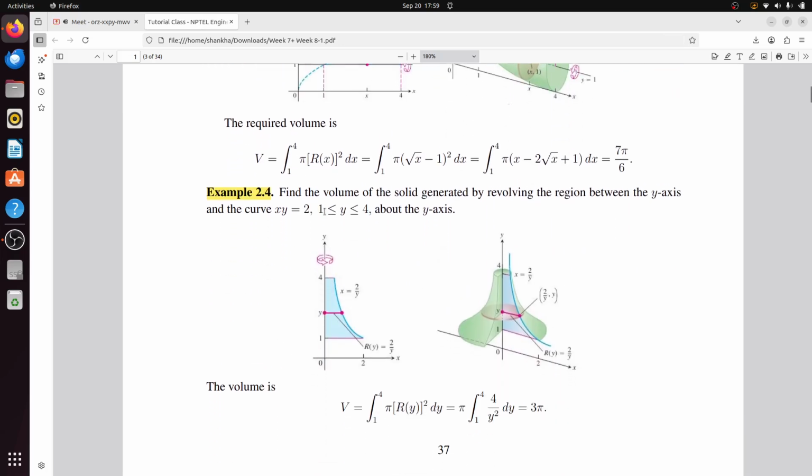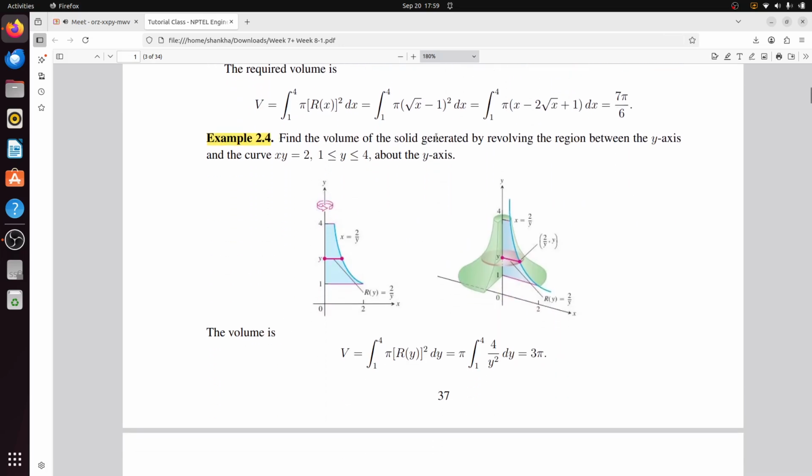Okay, next problem. You need to find the volume of the solid generated by revolving the region between the y-axis and the curve xy equal to 2, where 1 is less than or equal to y less than or equal to 4, about the y-axis.